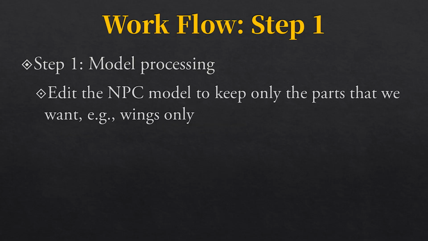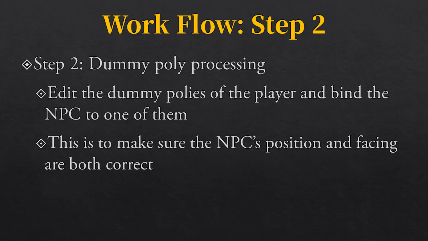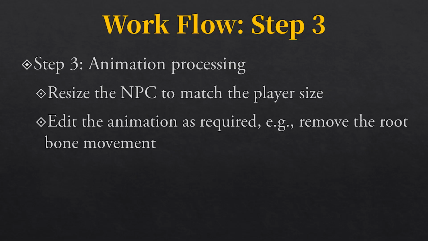Step 1 is to process the NPC's model and keep only the parts that we want, such as wings. Step 2 is to process the player's dummy polys and bind the NPC to one of them. This is to make sure the NPC's position and orientation are both correct. Step 3 is to process the NPC's animation to resize it to match the player's size. We can also edit the animation as required, such as remove the root bone movement to make sure the NPC stays stationary relative to the player.